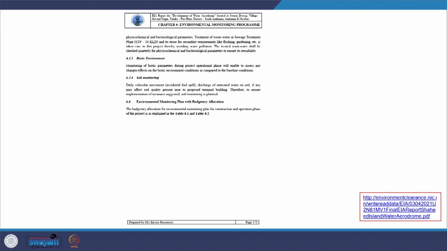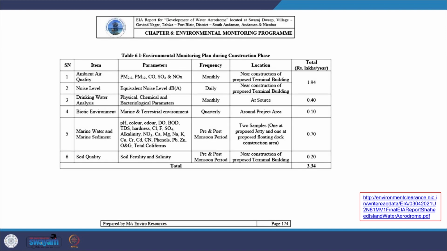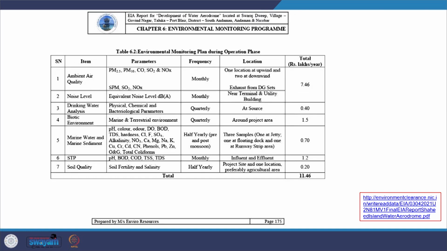So they have allocated funding for that. So you can see what range of funding it has. So you can see the total funding. You can see 3.34 lakhs per annum. Every year, they would spend somewhere around 3 lakhs for all kinds of air quality check, noise level check, drinking water, biotic, marine water check during the construction phase. And then likewise, they have the monitoring plan for the operation phase, which has like 11 plus lakhs every year that they would be spending on monitoring all these environmental aspects.